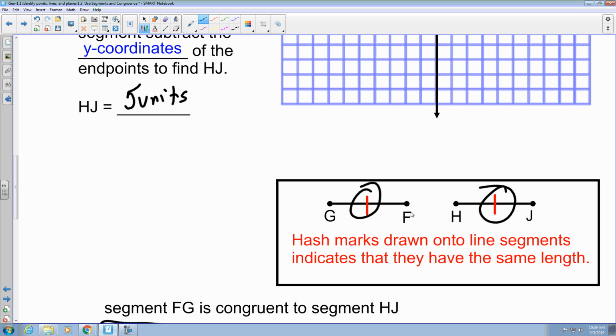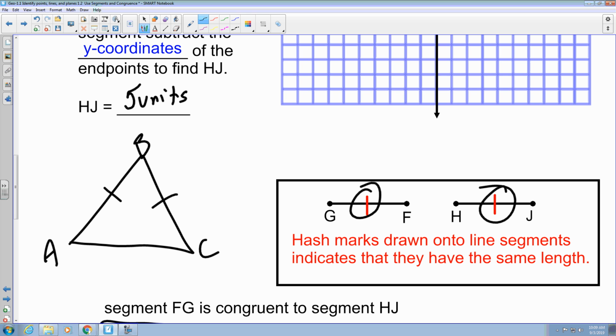So in future problems, say you have a triangle like this, with vertices A, B, and C, and you see that you have two dash marks on AB and BC. That means that those two particular line segments are equal. This one is not equal, so it would be an isosceles triangle.